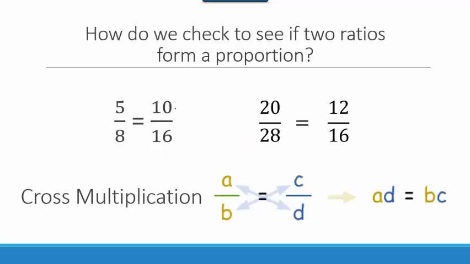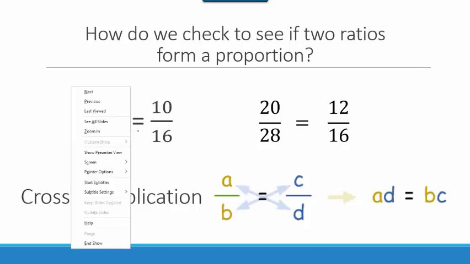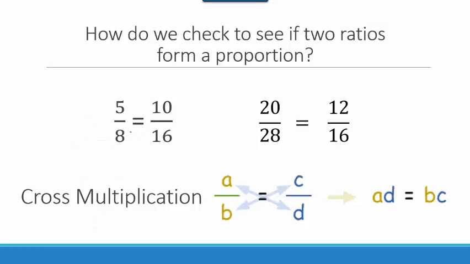How do we check to see if two ratios form a proportion? The easiest way to go about doing it is using cross multiplication. So when you have two fractions that are equal to each other, that also means that their cross products are equal to each other. So when you multiply 8 times 10, you get 80. And notice in this case, when you do 5 times 16, you also get 80. So since these two check out that they're equal to each other, we would say, yes, these form a proportion.